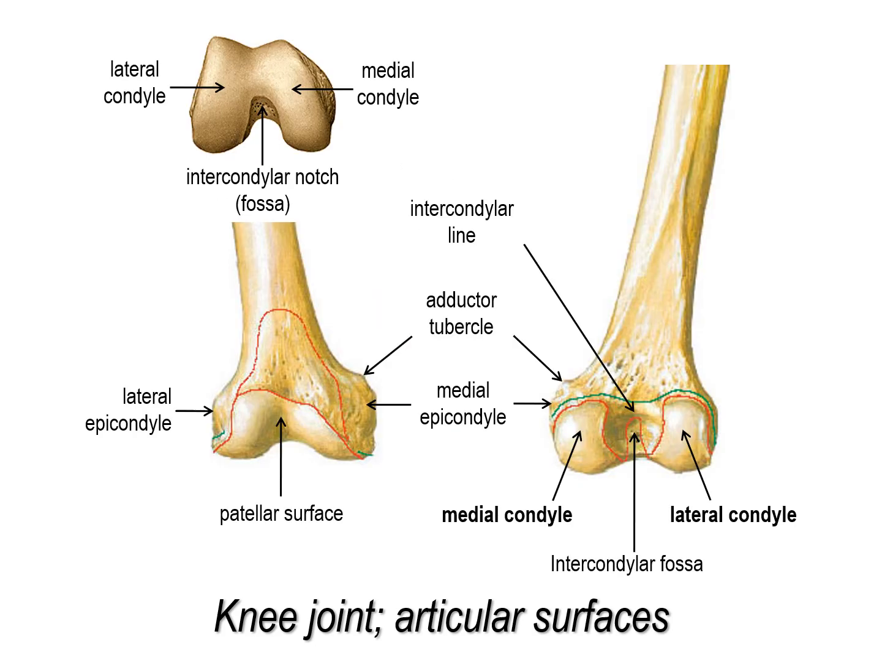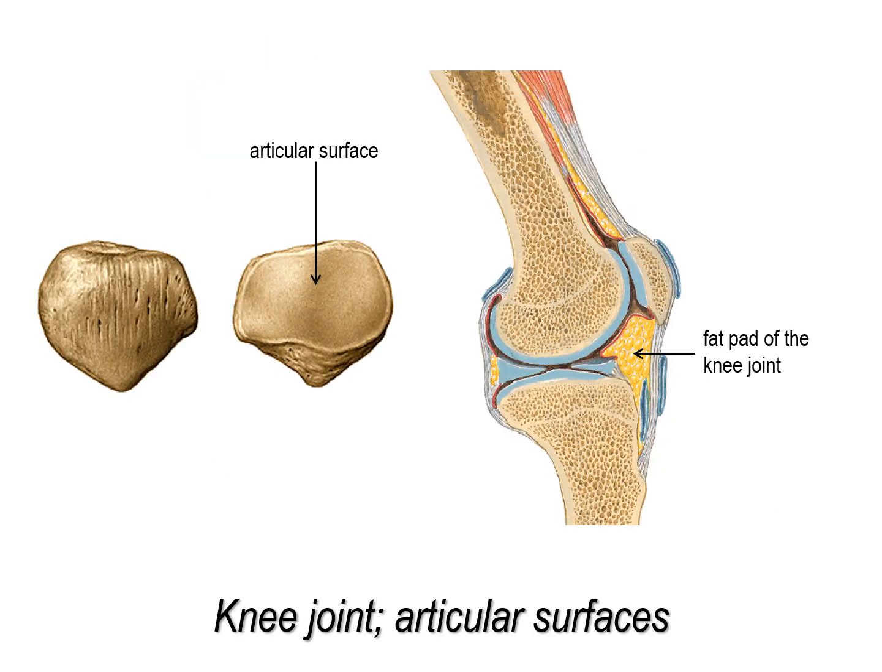Articular surfaces of the lower end of the femur are the medial and lateral condyle and the patellar surface that articulates with the articular surface of the patella. The articular surface of the patella is located at its posterior surface.